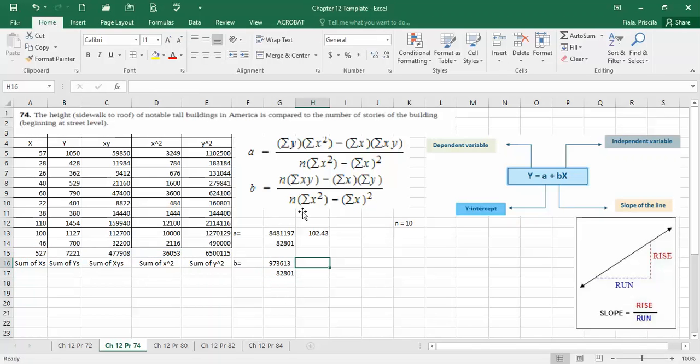Okay, now let's divide the numerator by the denominator. Equals, here we go. That would be my slope, which we can leave like that.